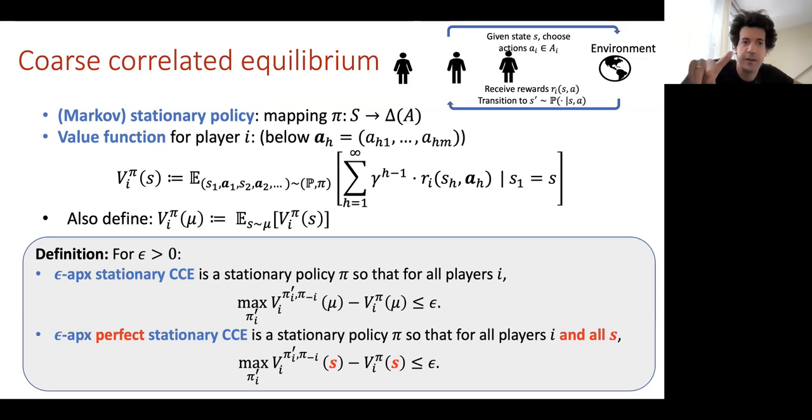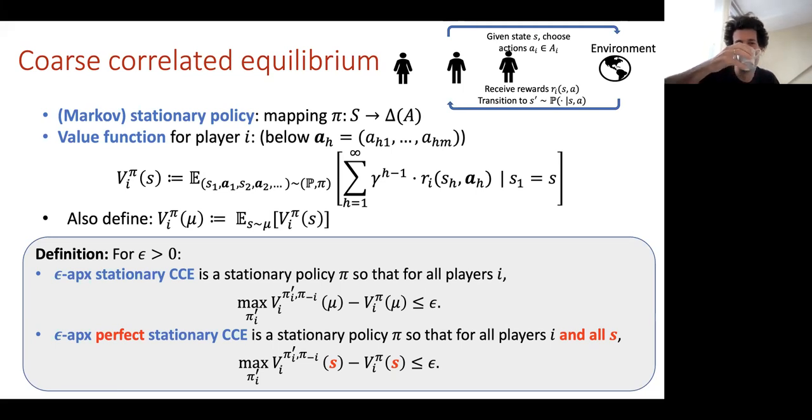So these are slightly different things, right? The first one is for an average starting state, this is near optimal. The second one is a policy that simultaneously, no matter where you started, is near optimal for every player. This is the distinction between perfect and imperfect. And you could make it more elegant, use mu in the second one also, say for every mu. So the first one is for a given mu, the second definition is for all mu.